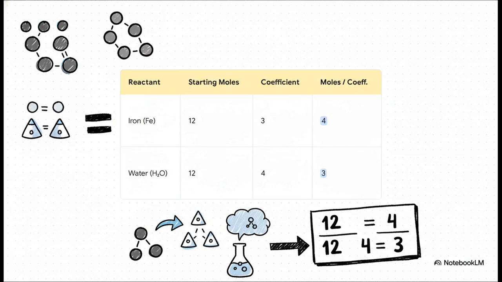But wait, the recipe says we need 4 water molecules for every 3 iron atoms. So when we do the math, for iron we get 12 divided by its coefficient, 3, which is 4. For water, we take its 12 moles and divide by its coefficient, 4, which is 3. 3 is smaller than 4, so water is the limiting reactant. This just proves you cannot just eyeball the starting amounts. You have to do the math.